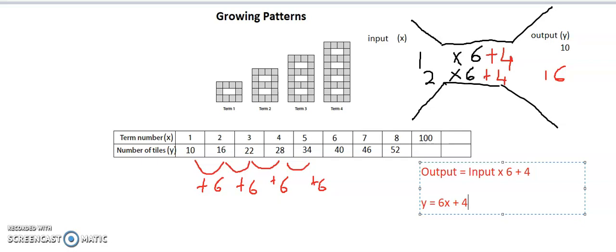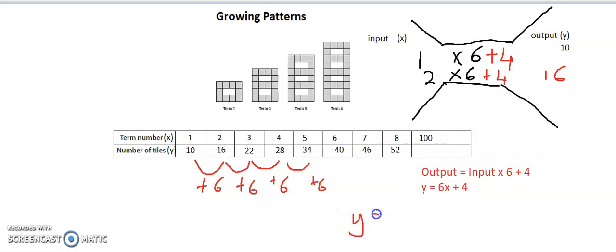Plus 4. Now that we've got the equation, we are able to have a go at solving for the term of 100. So if I go y equals, my x is 100, 6 times 100 plus 4. Well, 6 times 100 is 600, plus 4 is 604. And that gives us our number of tiles for the 100th term.